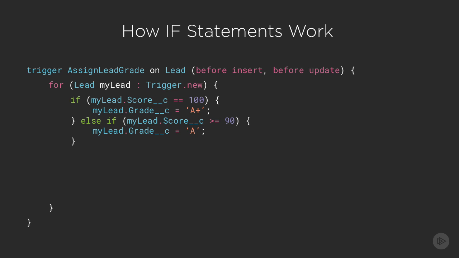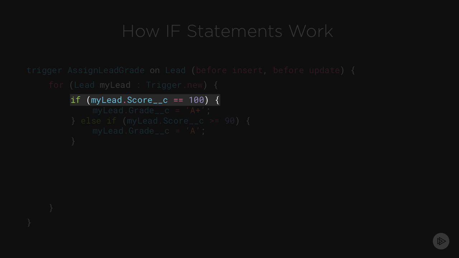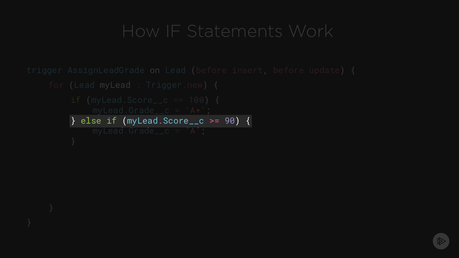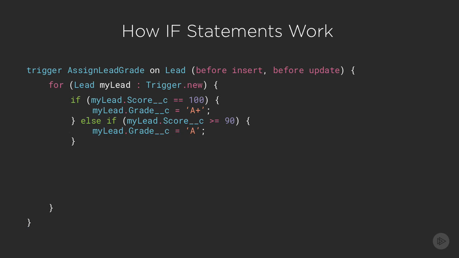Else ifs follow the same general format as a regular if statement. The only difference is our else if statement is only evaluated if none of the clauses before it were true. So if a lead has a score of 95, it'll first be evaluated in the first if statement. The comparison is false, so Apex will move on to the else if statement. In this case, the comparison would be true, so the code inside would be evaluated and our lead would receive an A grade. We can keep adding else if clauses as much as we'd like.